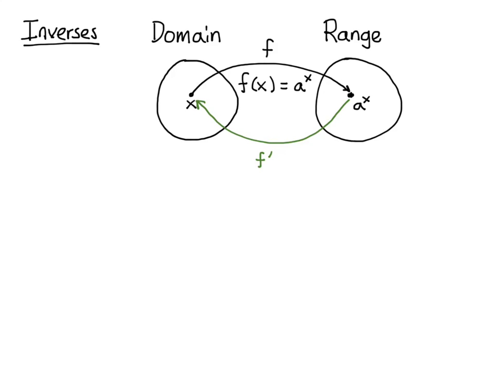For instance, if my function is 10 to the x, if I take a 2, then in the range I get 100. And so what I want is a function that when I give it 100, it gives me 2 back.